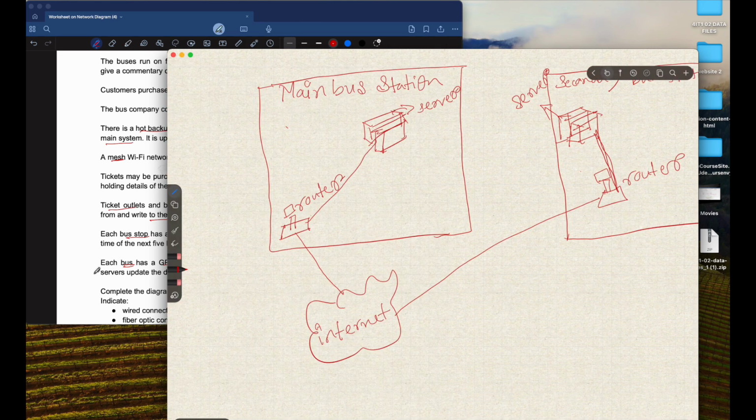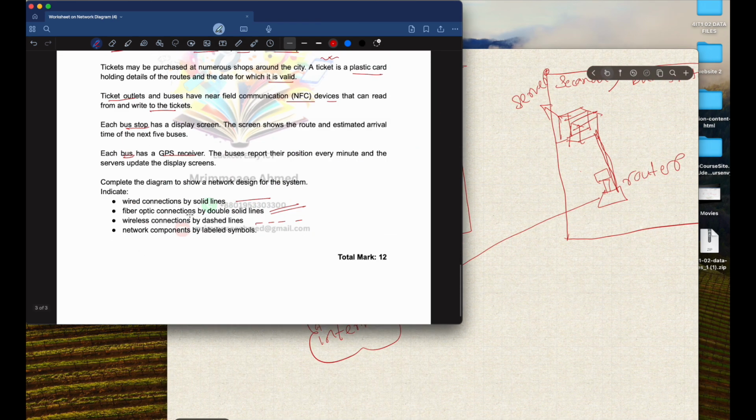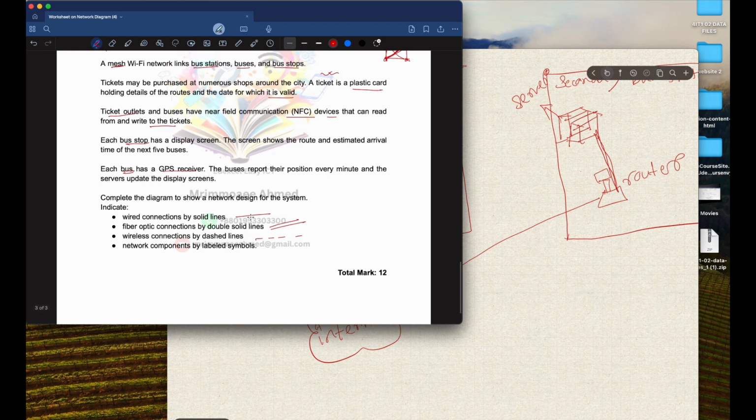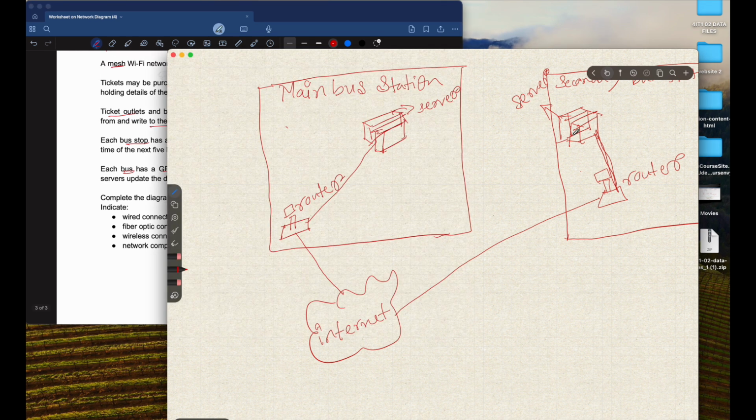Now they're saying optical fiber connection by a double line. Because there is a hot backup going on, there will be less chance of data loss. That's why they use the optical fiber in this portion, so we can use this one here. This one is considered as an optical fiber.